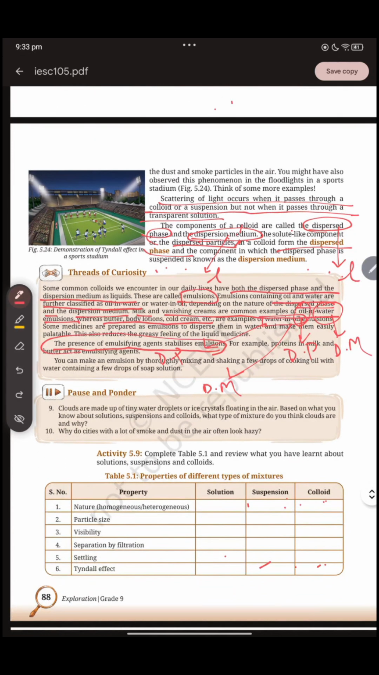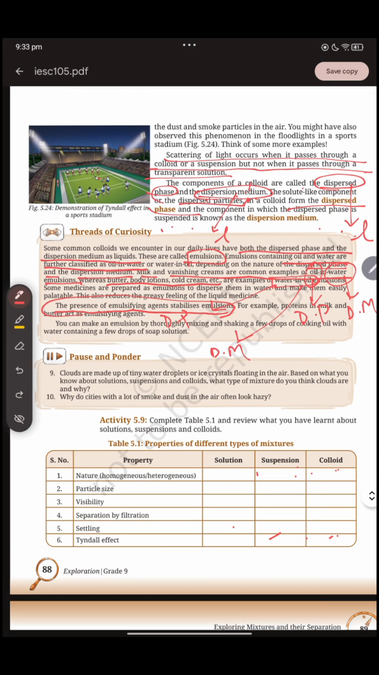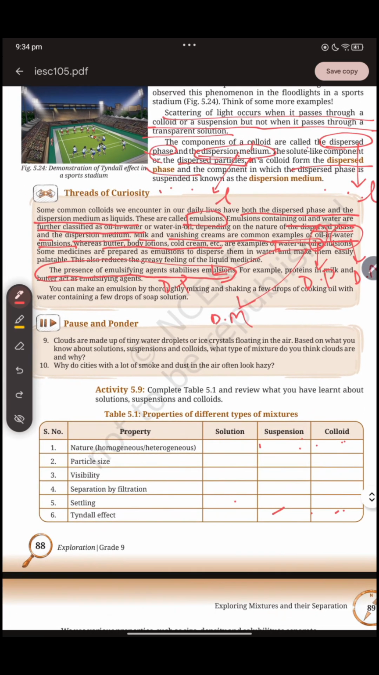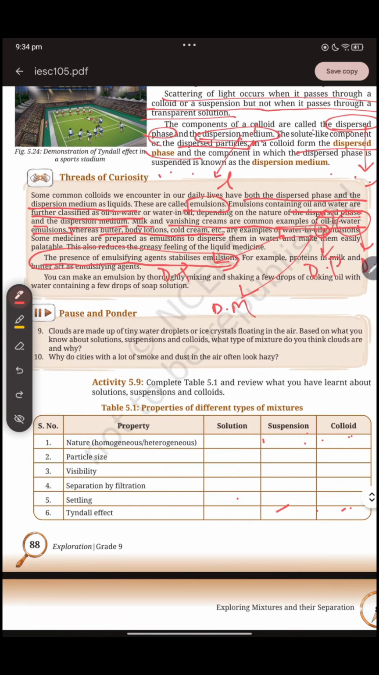So clouds are made up of tiny water droplets, right? You have seen that clouds are made up of tiny water droplets or ice crystals floating in the air. Based on what you know about solution, suspension and colloid, what type of mixture do you think clouds are and why?